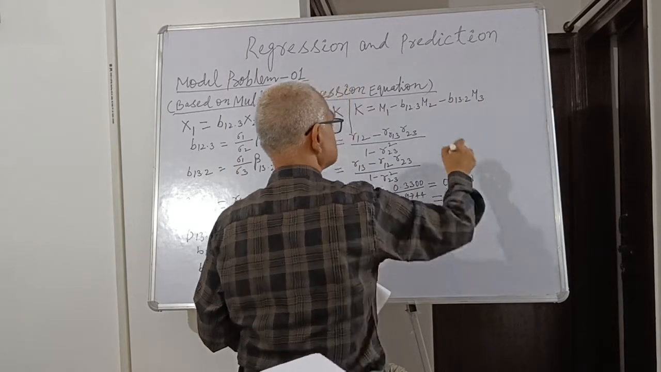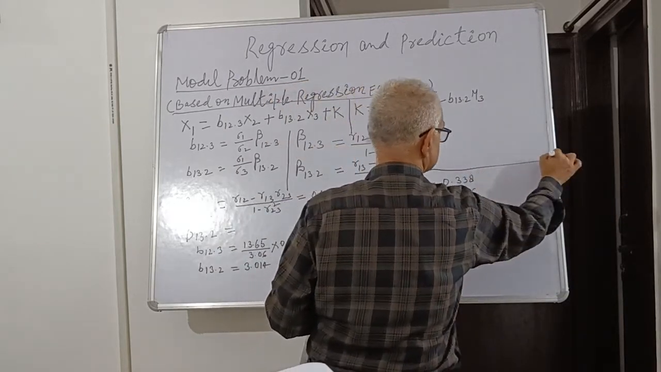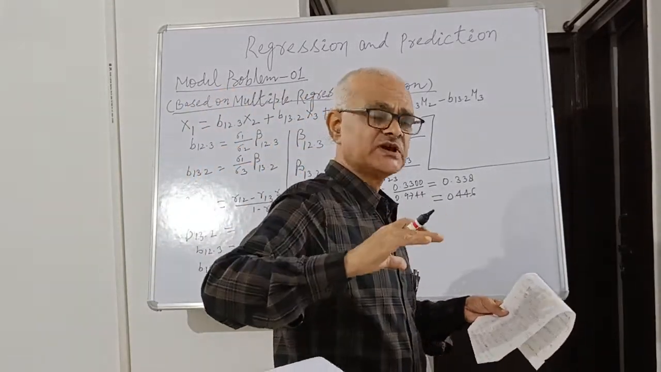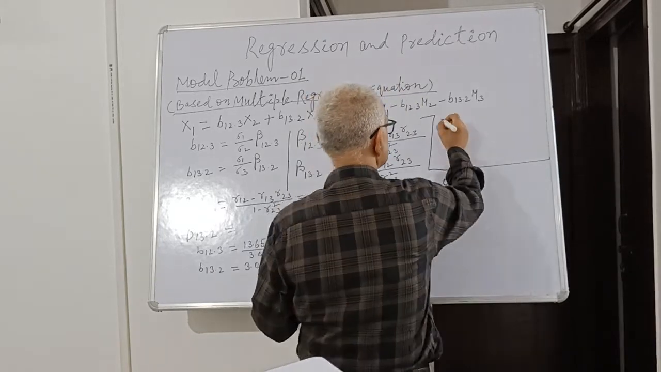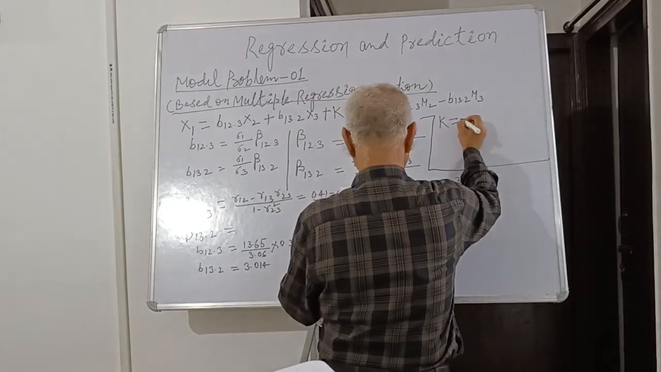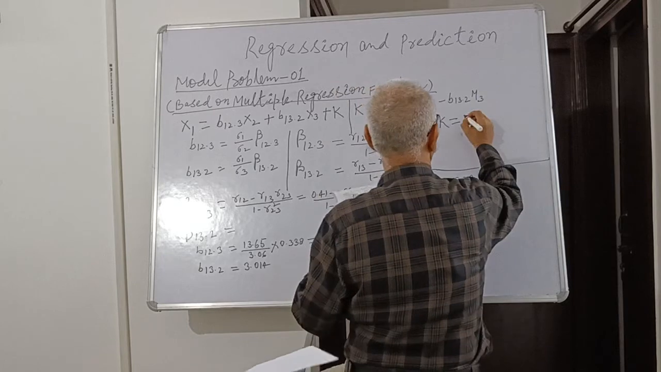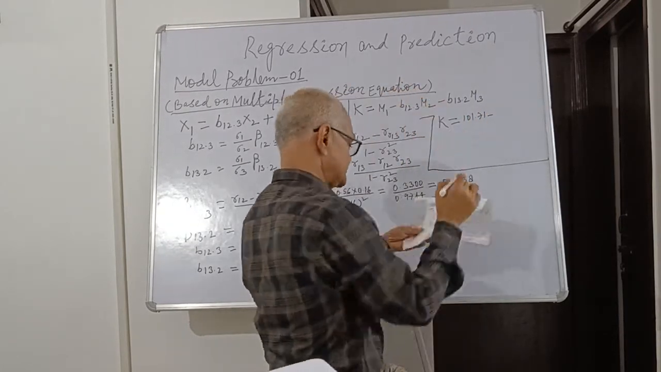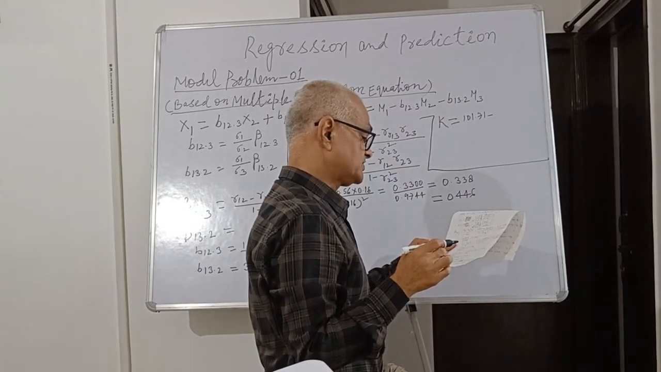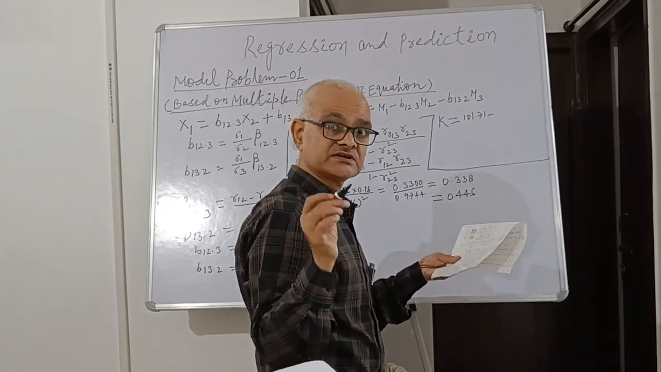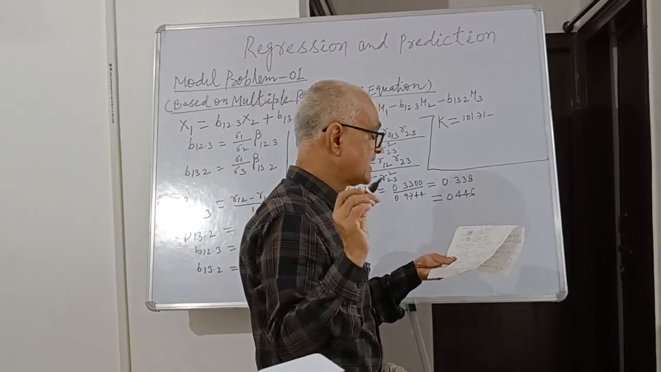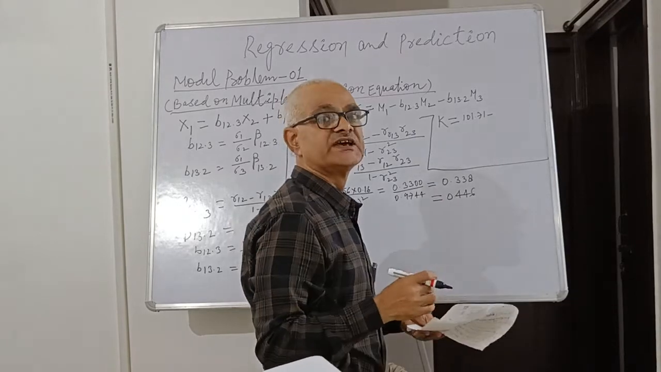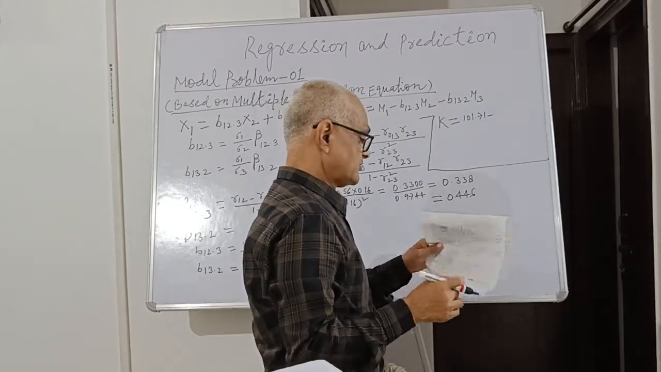B13.2. So in this problem, if we put all these values, we can find the value of K. That is, M1 is 101.71. You can see beta B12.3, the value you saw, 1.507 into M2, whose value you can see is 10.06.